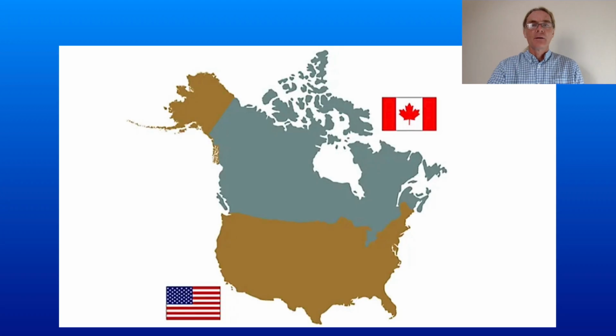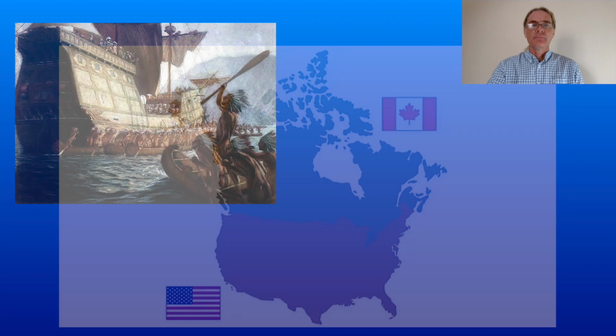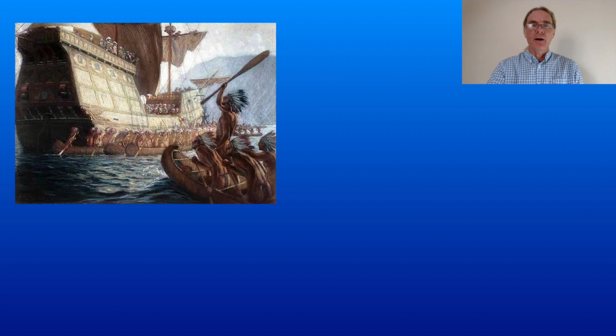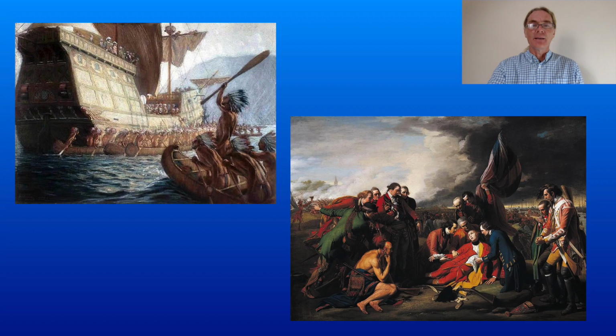Why? We already know part of the answer. Canada was settled by the French, not the English. Samuel de Champlain started the settlement of Quebec in 1608. But after the 7 Years' War, which we talked about in the last lesson, Canada and the United States were both British colonies in America, side by side.